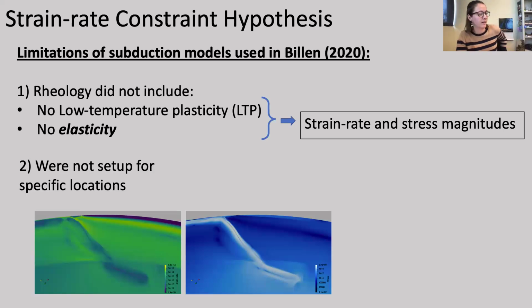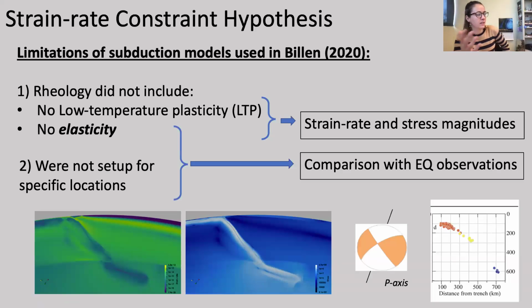Additionally, I mentioned that the models were not set up for specific locations. They were compared with similarly shaped slabs. But not incorporating elasticity and not having a specific location set up are important things to keep in mind when you're comparing with earthquake observations. And so by addressing some of these limitations, we can improve the level of detail of comparisons you can make between your numerical models and observations.